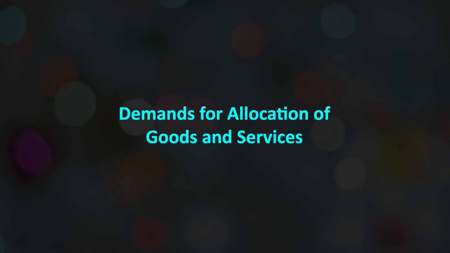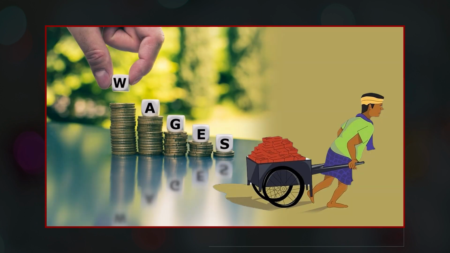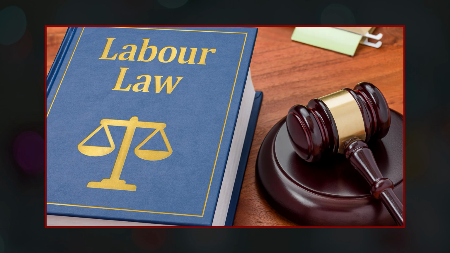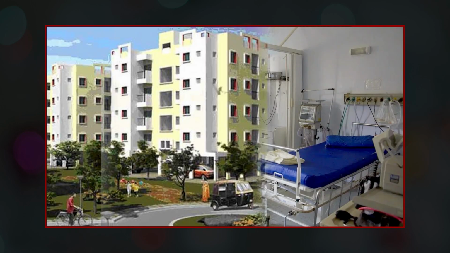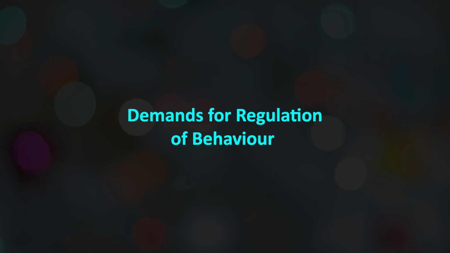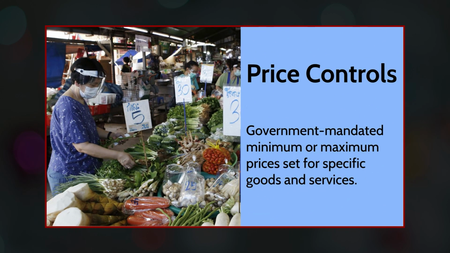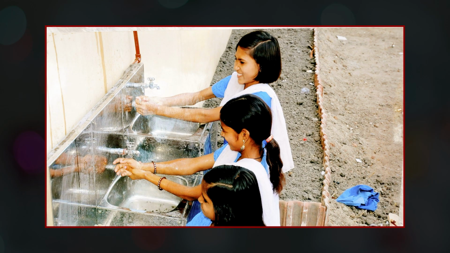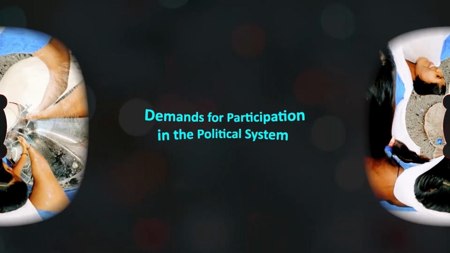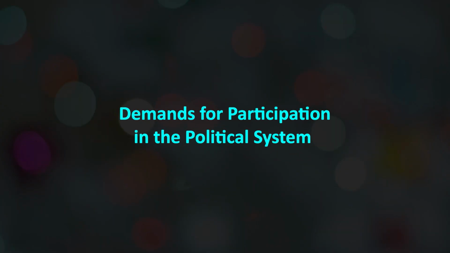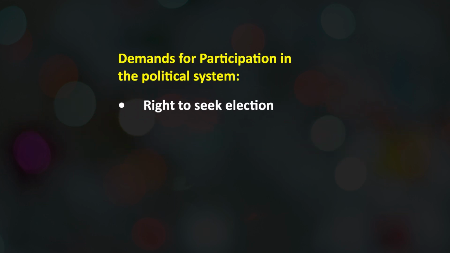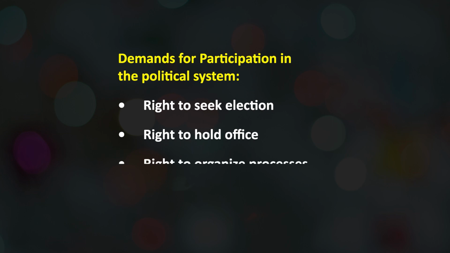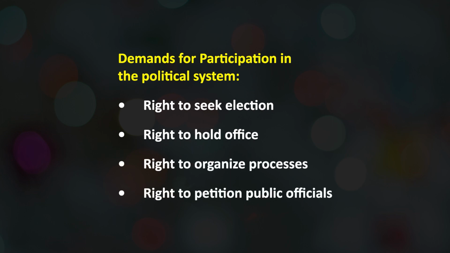First, demands for allocation of goods and services, such as wage and hour laws, educational opportunities, housing and medical facilities, etc. Second, demands for regulation of behavior, such as control over markets, provisions for public safety, rules relating to marriage, health and sanitation, etc. Third, demands for participation in the political system, such as the right to seek election, the right to hold office, the right to organize processes, the right to petition public officials, etc.